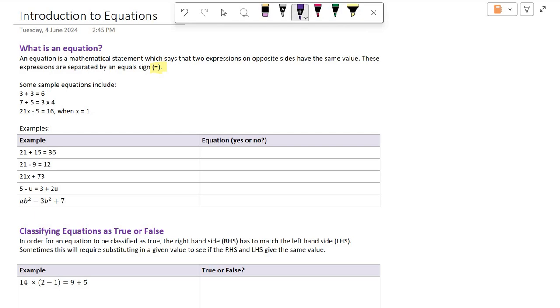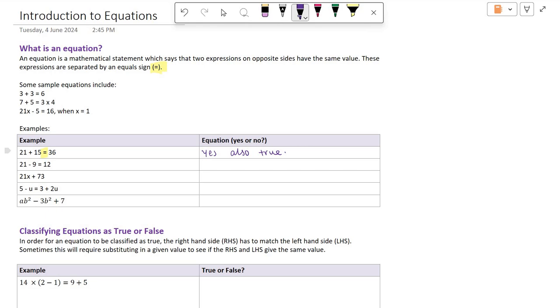So if we had a look at these examples below, I've got 21 plus 15 equals 36. Because of that equal sign, it is an equation, okay? Yes, it is, and it's also true, okay? Because we know that 15 plus 21 will give me 36, so that is an equation, okay?